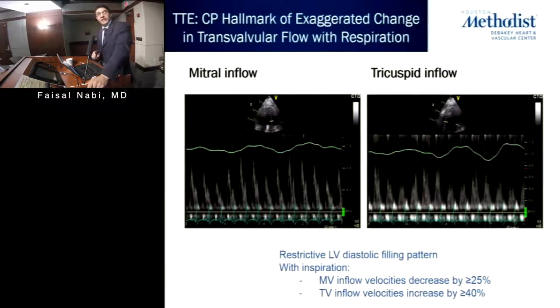Now, with this particular finding, one of the first things the echo lab does is look for other physiological findings of constrictive physiology. And that includes looking at inflow velocities across the mitral and tricuspid valve. And what we notice on both these mitral and tricuspid valve inflow velocities is a restrictive LV and RV diastolic filling pattern, which is the elevated E wave, as well as a sharp deceleration time. And you notice respiratory changes in inflow velocities.